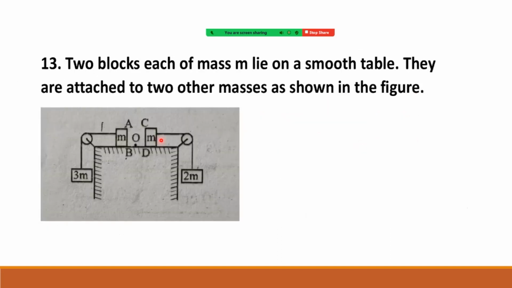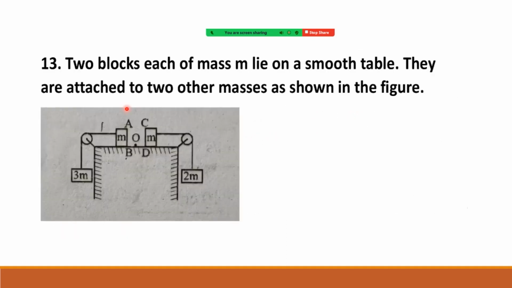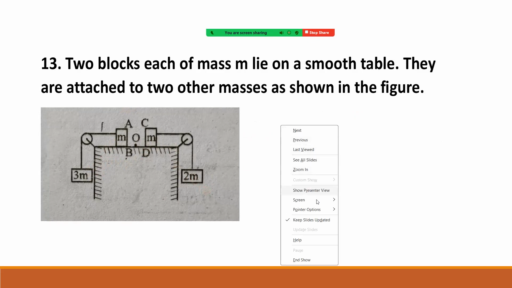Okay. So he is saying that you can see here m, 3m. From Newton's laws of motion, we can directly say what the acceleration is for these two blocks, right? And for these two blocks also. Let us see now. We have to calculate the acceleration of the two images formed in those two reflecting surfaces with respect to each other. Okay. So first focus here on m, 3m, m, 2m. Let us calculate their accelerations.